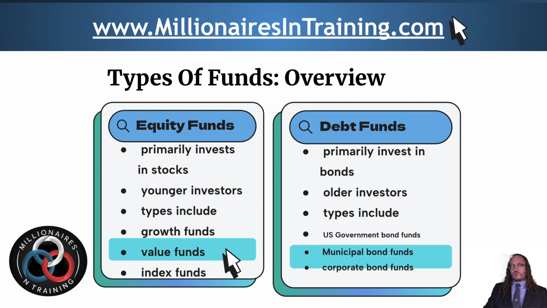So these are longer term investors. Different types of funds that are in the equity category include growth funds. These are funds for younger investors who want to, let's say, buy a share for $5 and in 20 years sell a share for $105. So they are aggressive.